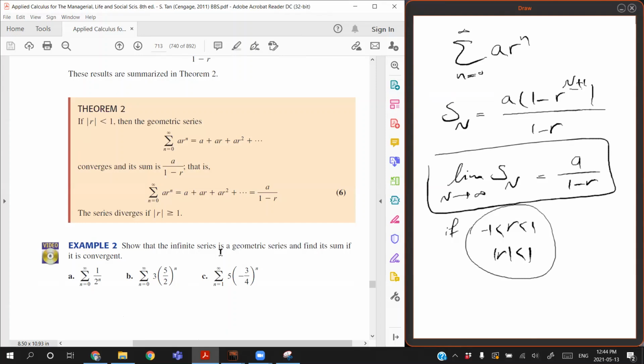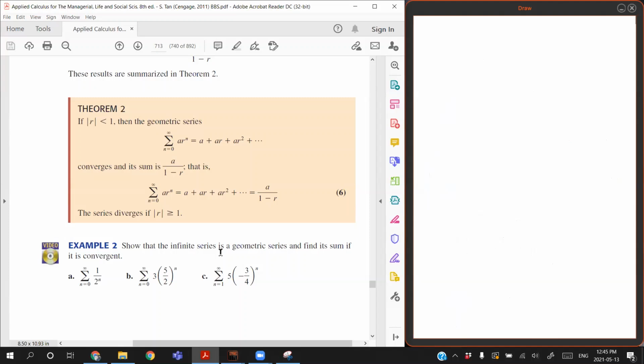So in order to tell whether a geometric series is convergent or divergent, you only need to find a and r. The first term and the common ratio. That's it. If you see that your common ratio is between -1 and 1, then you know that the series converges to a over 1 minus r. Let's look at these examples.